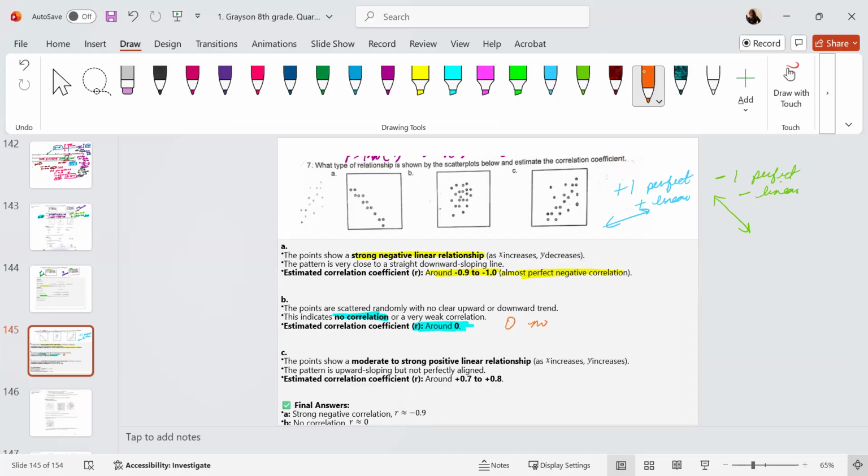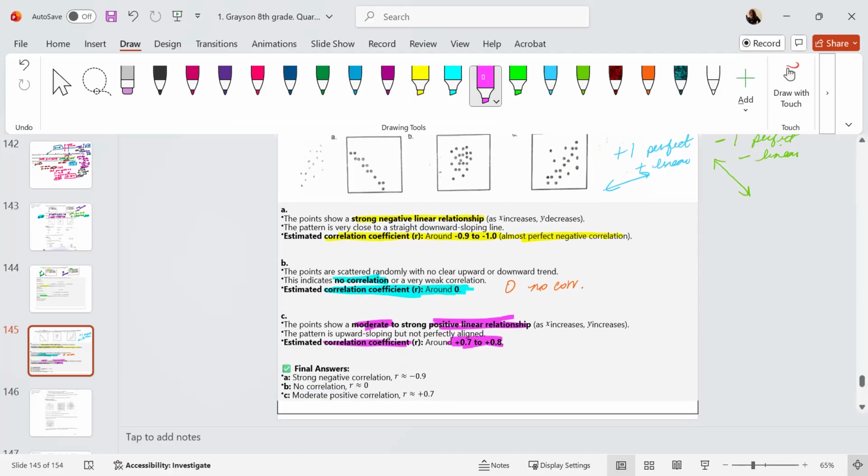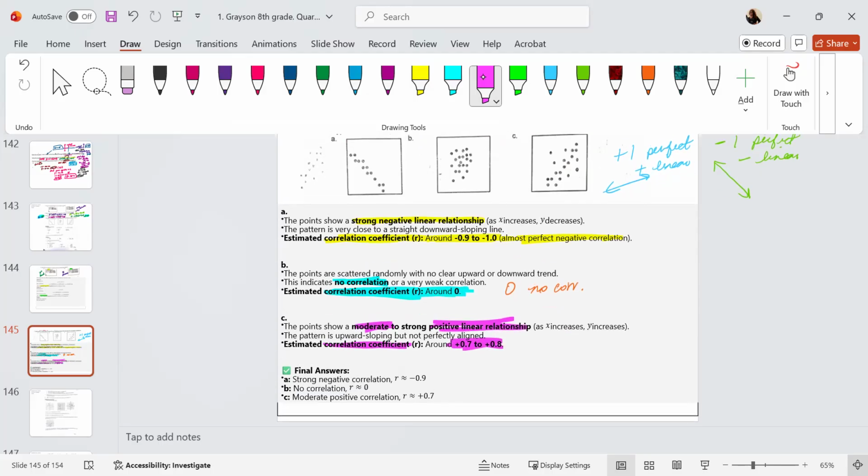When it's 0, it just means no correlation. Does that make sense? So make sure you write down the correlation coefficient is 0. This one, the correlation coefficient is about -1. Okay? Very last one. This is a weak, or in this case, it says moderate, positive linear. So correlation is not perfect. It's not going to be a 1, but it's 0.7, 0.8. Does that make sense? Okay, so take a look at that. Copy it down if you need to.